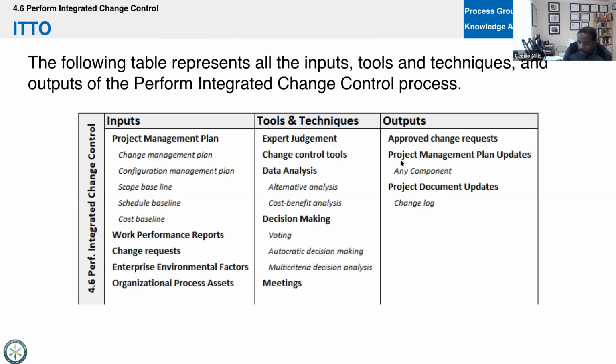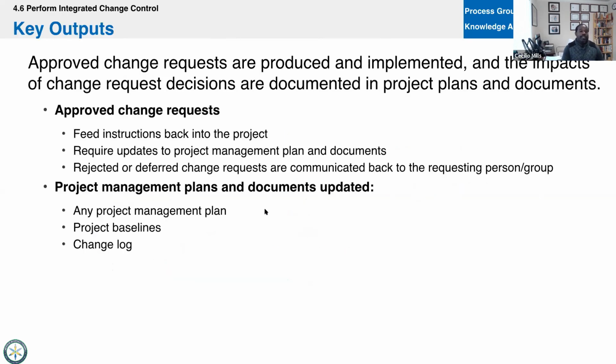And then we may update our approach. We'll get there by taking the plan, taking the work performance reports, any change requests, EEFs and OPAs, and then we'll use expert judgment, some tools. We'll analyze the data. We'll make decisions. We might need to do that. And so let's take a look. Outputs here, approved change request.